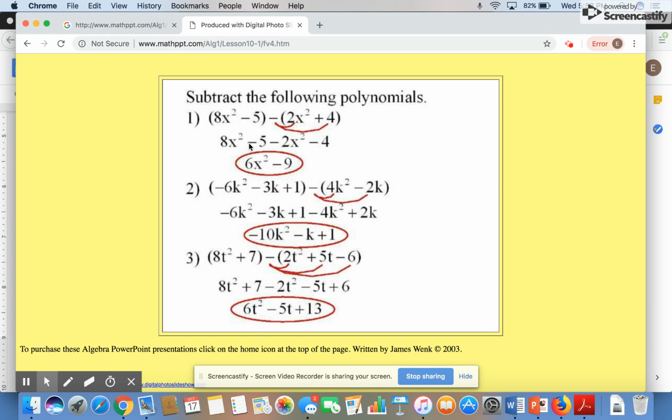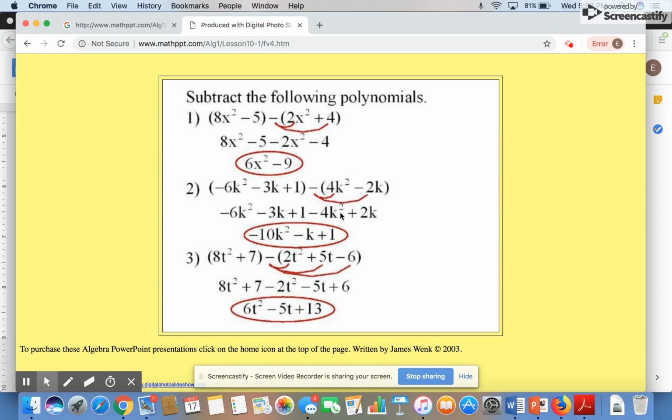You keep your 8x squared minus 5, but you have to distribute this so it becomes negative 2x squared and negative 4. And when you combine like terms, you get 6x squared minus 9. Same thing, even though this is a trinomial and this is a binomial, you distribute your negative first, so you keep everything you have here in these parentheses, and you distribute your negative.